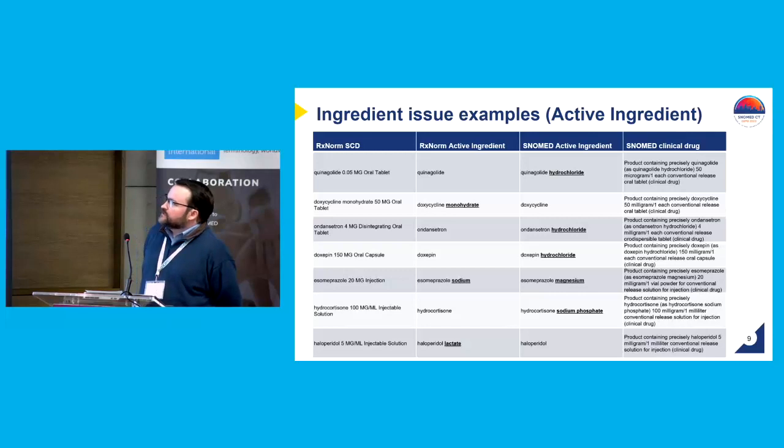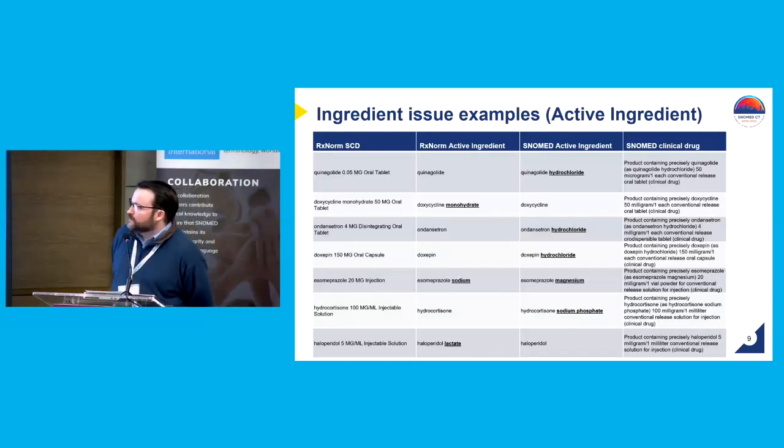More ingredient issue examples dealing with active ingredients. Some of these have to do with salts of hydration. Let's see if we can find a good example. Zofran, ondansetron. So we see SNOMED has ondansetron hydrochloride, and the RxNorm active ingredient is ondansetron.